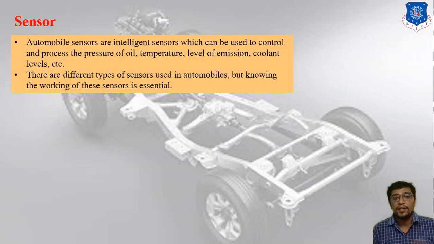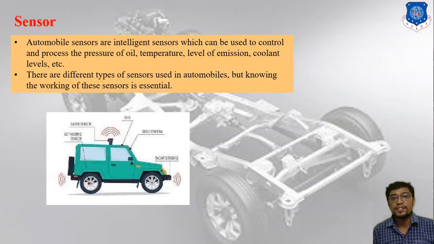Basically, here I have attached one image related to sensors. Here you can see that automobile sensors are one kind of intelligent sensor which can be used to control and process the pressure of oil. In the engine you can find the pressure of oil, temperature, level of emission, and coolant level. These are all related to sensor purposes.